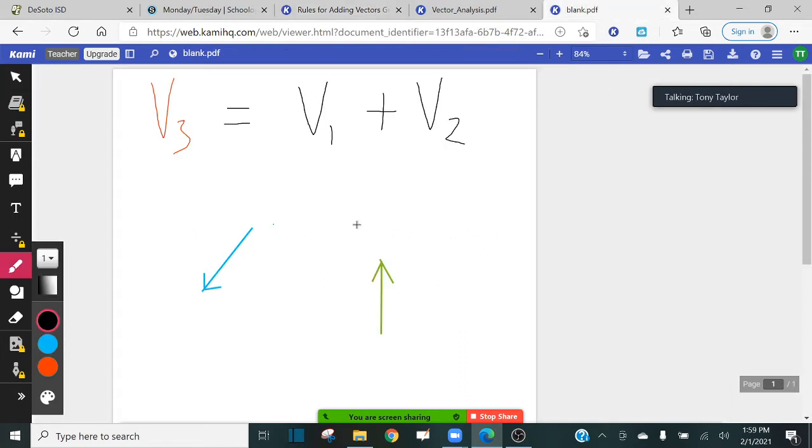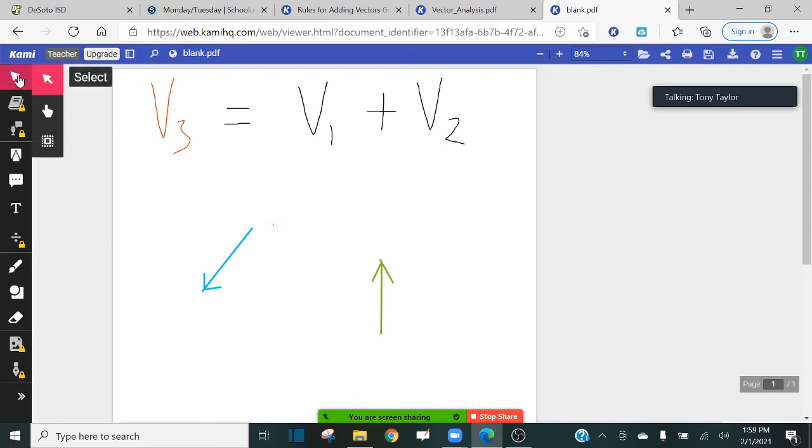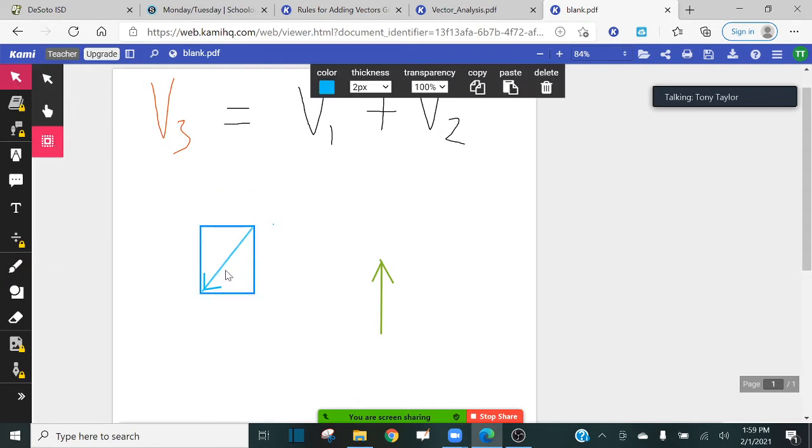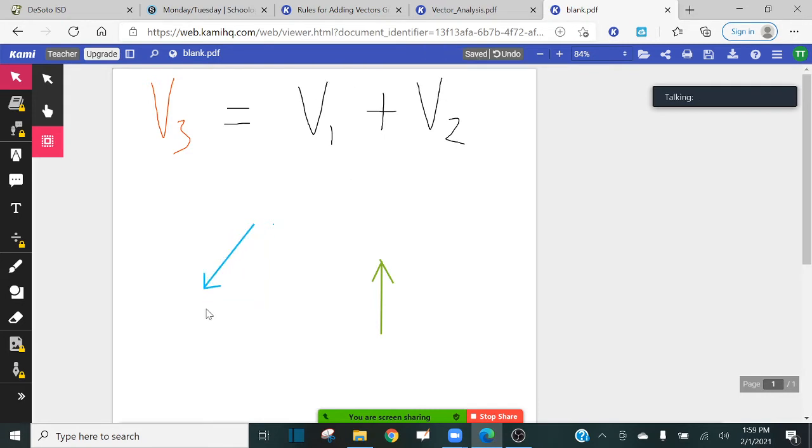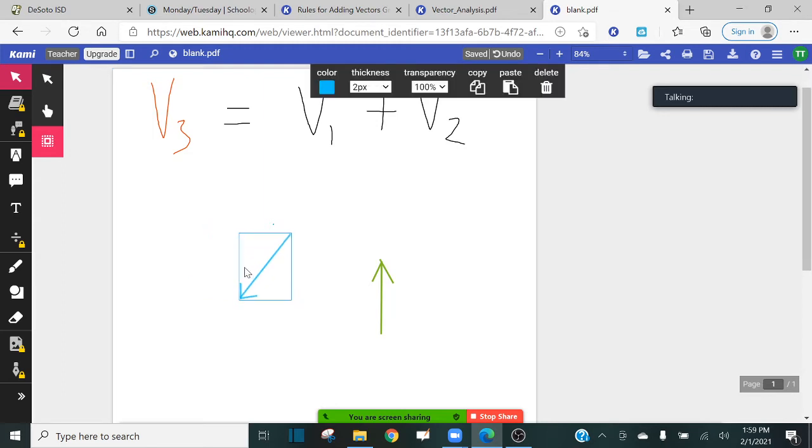Okay, so let's do this. So step 1, we're going to take these two vectors here, and we're going to combine them head to tail. So in other words, I'm going to take this right here. I'm going to take the tail of one vector and put it on the head of the other vector.